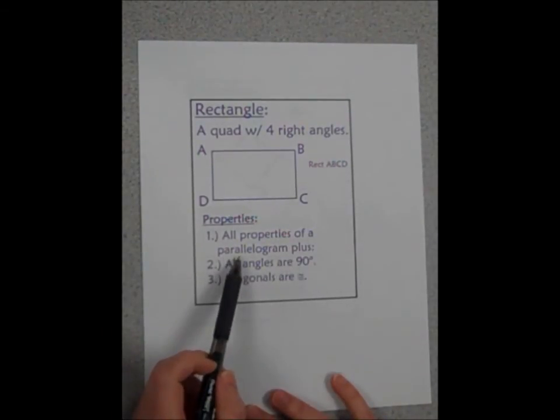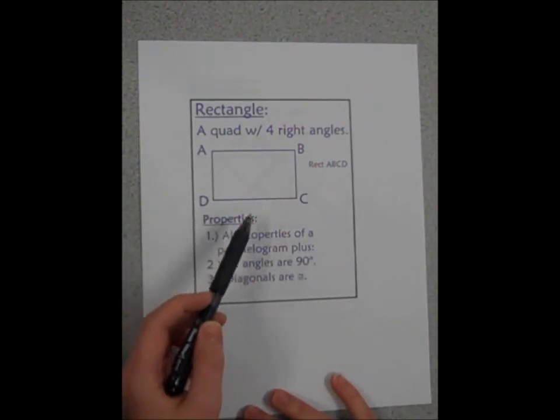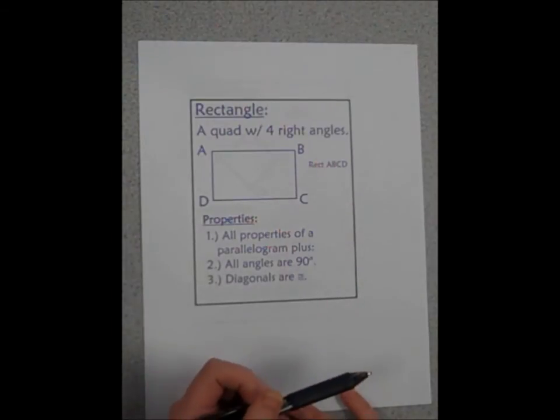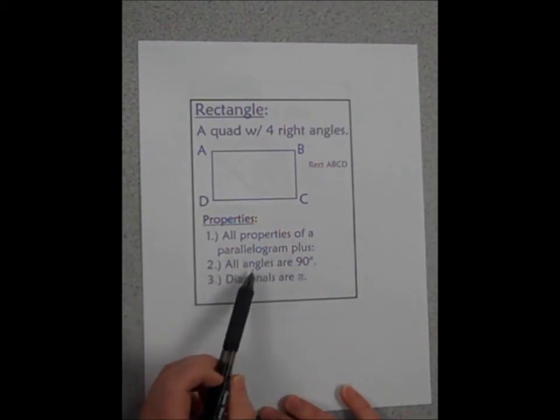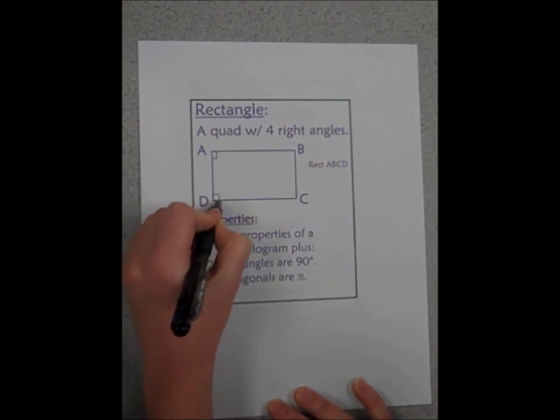Properties of a rectangle: they also have all the properties of a parallelogram. So we're not going to draw those in, but the ones we just talked about, opposite sides are parallel, opposite sides are congruent. All 5 of those that we just talked about for parallelograms also apply to rectangles. Okay. In addition to those properties, we have 2 more. All the angles are right angles. So we're going to draw that in.